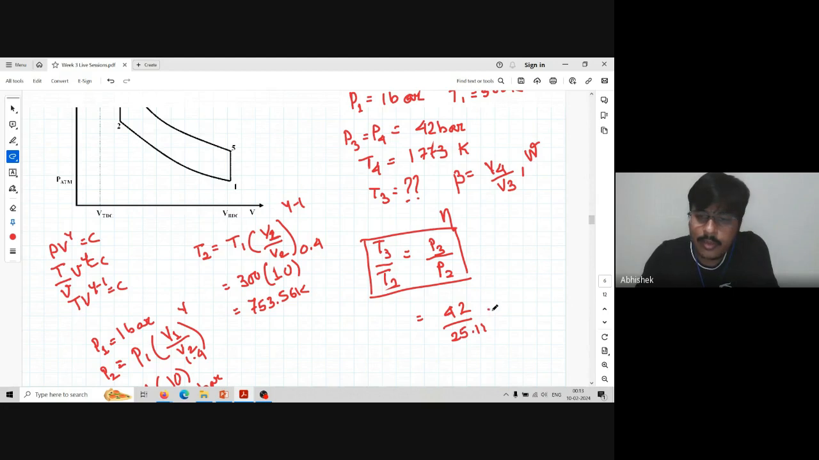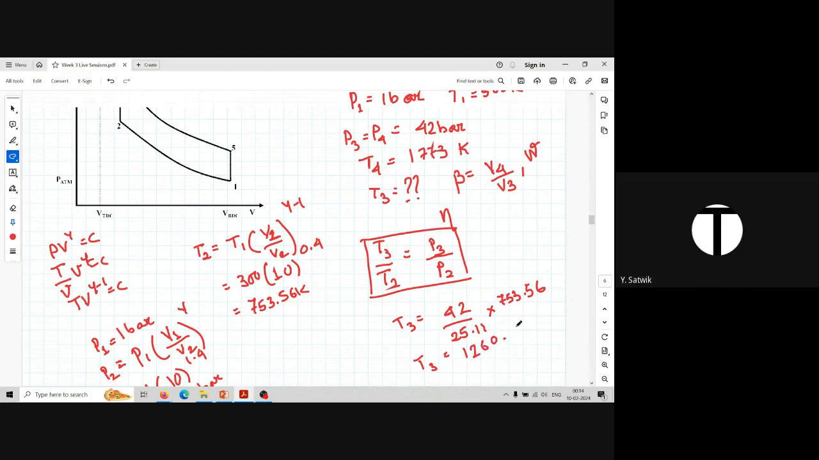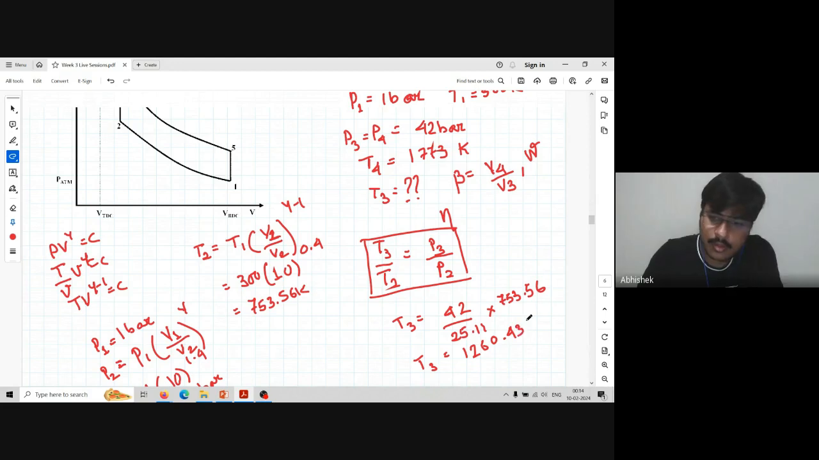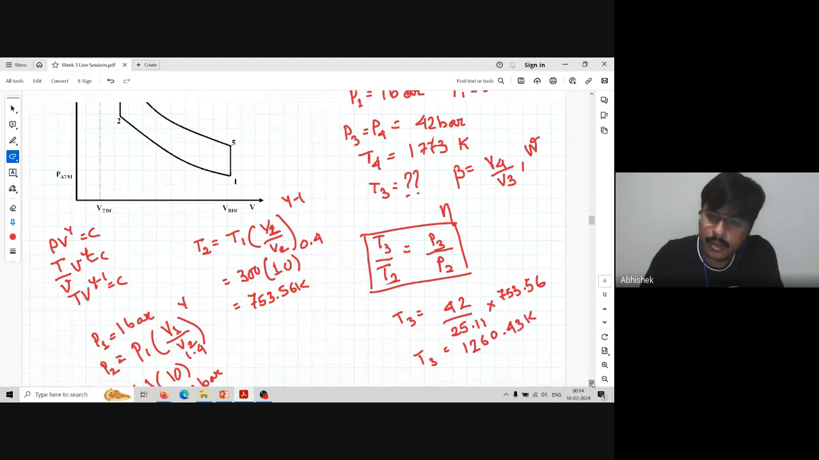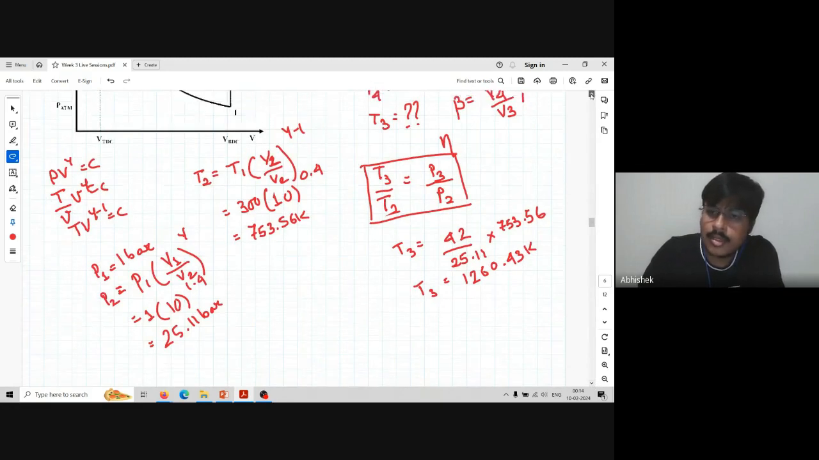What is T3? T2 is 753.56. From here we will get T3. Calculate T3. Are you getting 1260? 1260.43. Correct. It is coming 1260.43 Kelvin. So T3 is clear now.